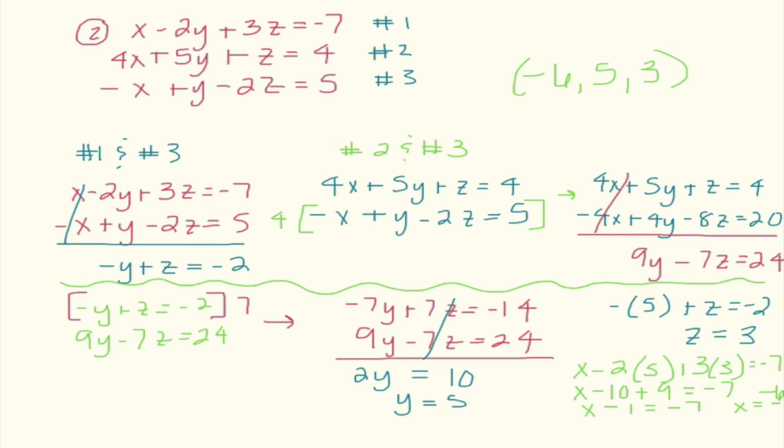Let's double check if this works. I get negative 6 minus 10, which is negative 16, plus 9, which is negative 7. So I know that this equation works. Next, negative 24 plus 25 is 1. 1 plus 3 is 4, so that works. Lastly, I get positive 6 plus 5, which is 11. 11 minus 6 is 5, so that works as well. So my answer is negative 6, 5, 3.